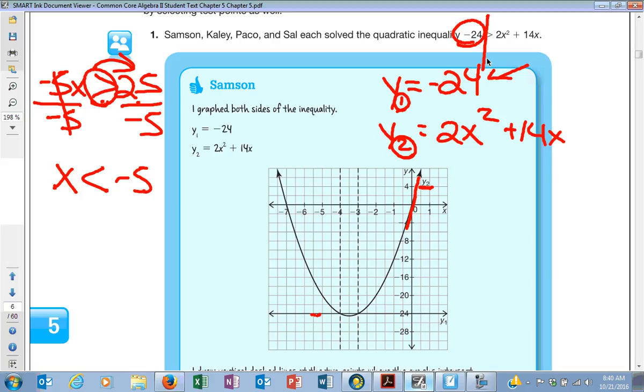Because I multiplied or divided by a negative. That's the whole rule I was going over. That's multiply or divide by a negative, the sign has to flip. Alright, so here's what he did. He graphed this. He graphed that.